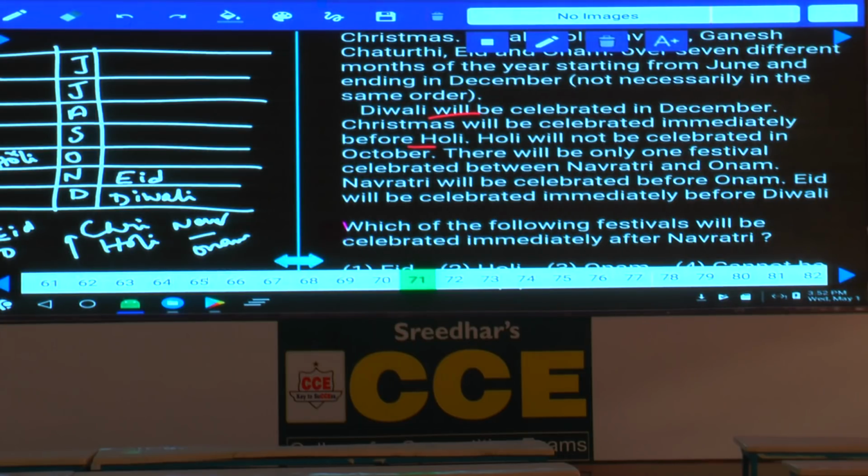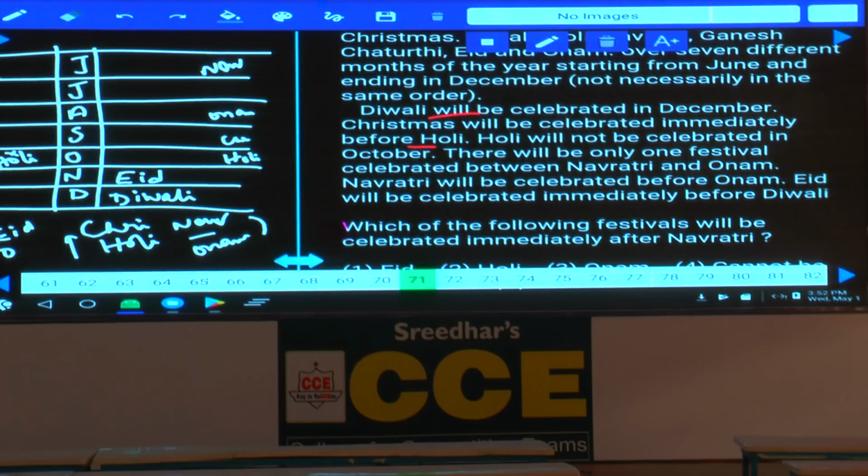Done? Now this is the information we have. First we need to discuss Navratri and Onam. Tell me whether Navratri can be in the month of January. No. If Navratri is here, then Onam will be here. If Onam is here, then Eid, Christmas and Holi must be together. Hence Christmas and Holi will be in these two places. As Christmas and Holi are in these two places, what is the other thing left over here?